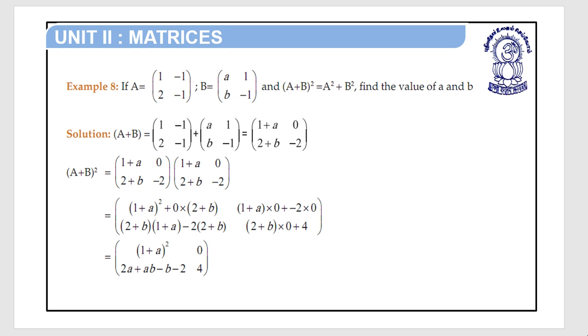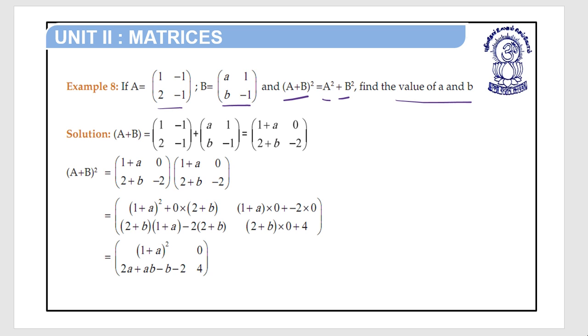Now example 8. A is equal to [1 minus 1; 2 minus 1], B is equal to [a 1; b minus 1], and (A plus B) whole square is equal to A square plus B square. Find the values of a and b. Now you can easily find out A plus B.